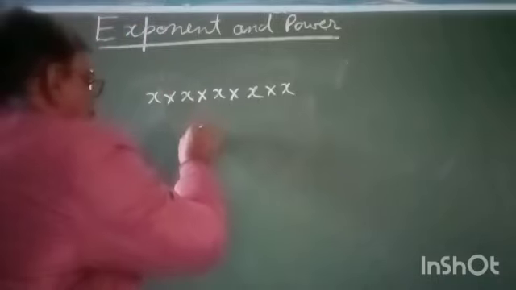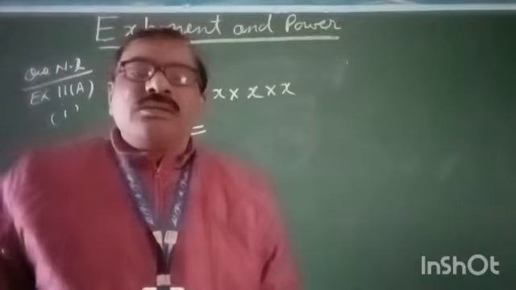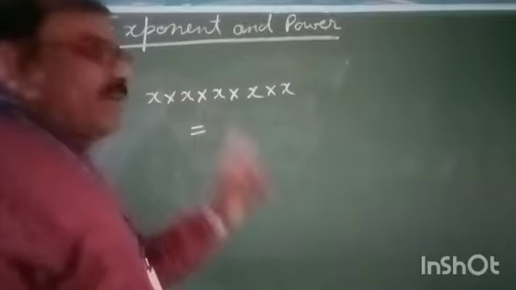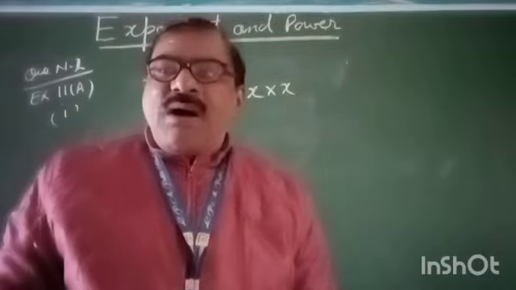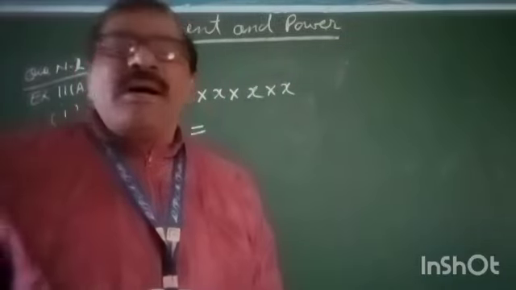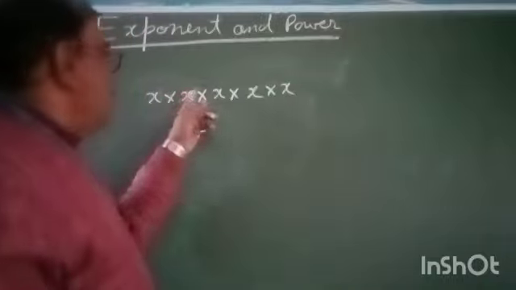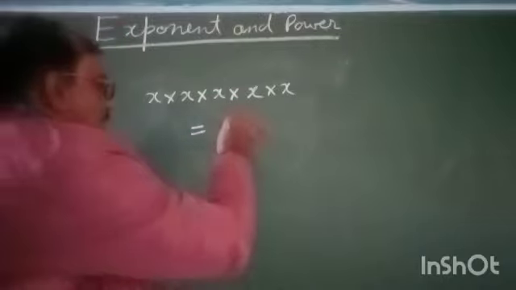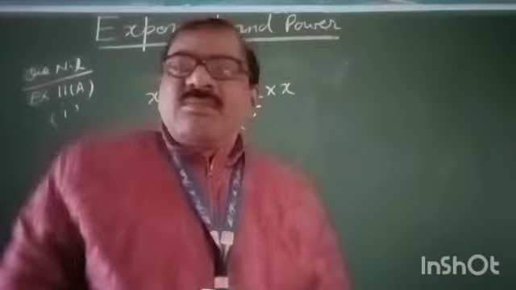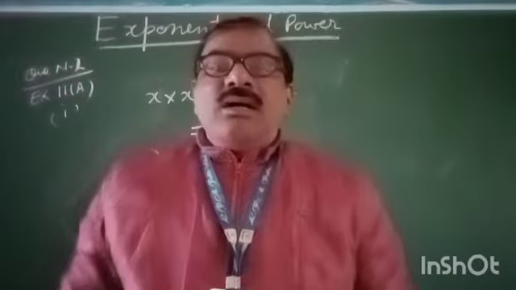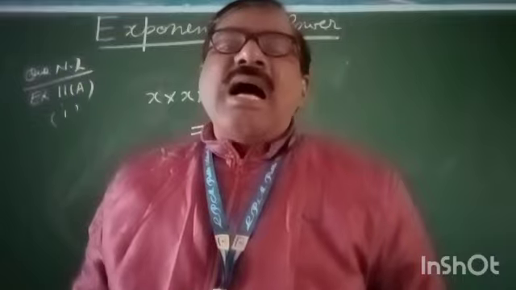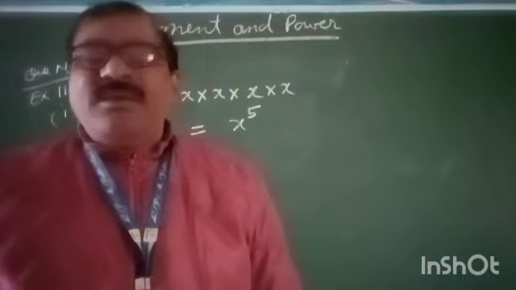So dear students, as you see here, multiplication of x is 1, 2, 3, 4, 5 times. Here the power of x is 1, 1, 1, 1 and 1. So I will add these powers, 1 plus 1 plus 1 plus 1 plus 1, then the power of x will be 5. So x multiply x multiply x multiply x multiply x, written in exponential form, is x to the power 5. I hope this is clear to everyone.